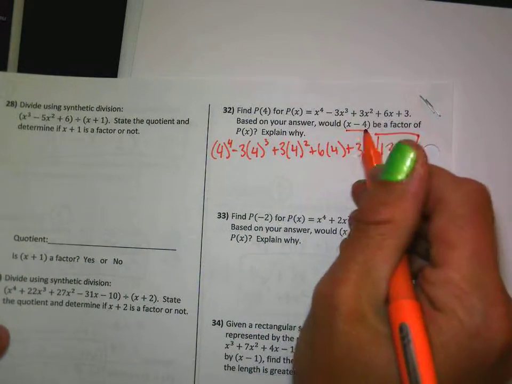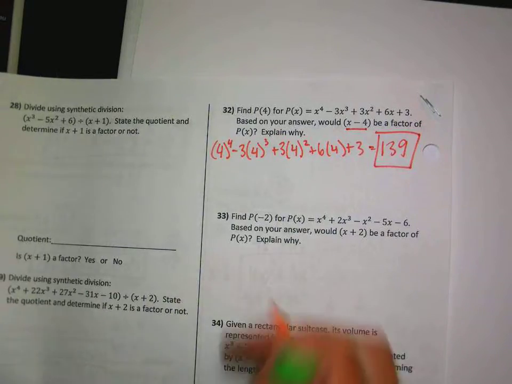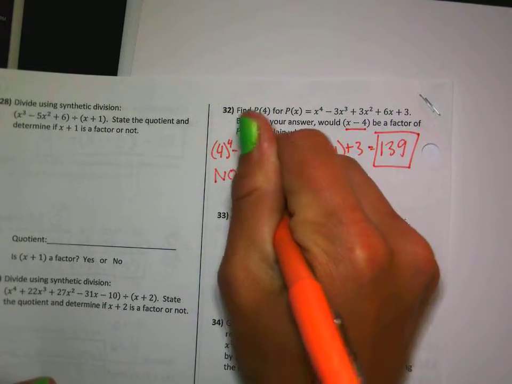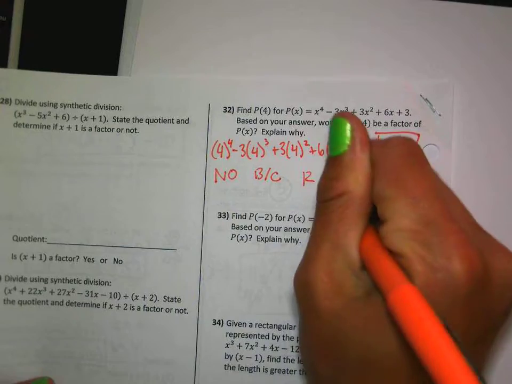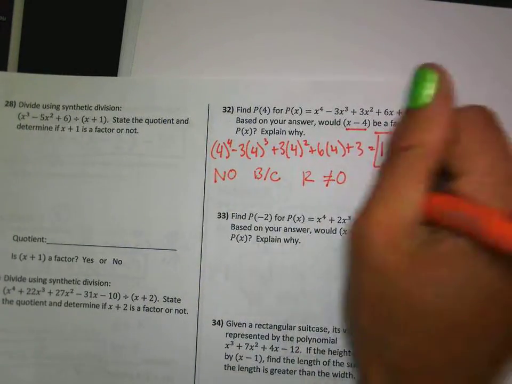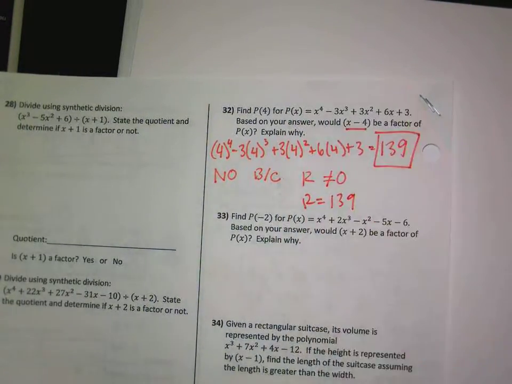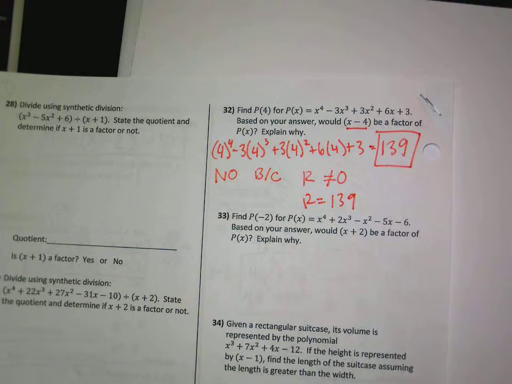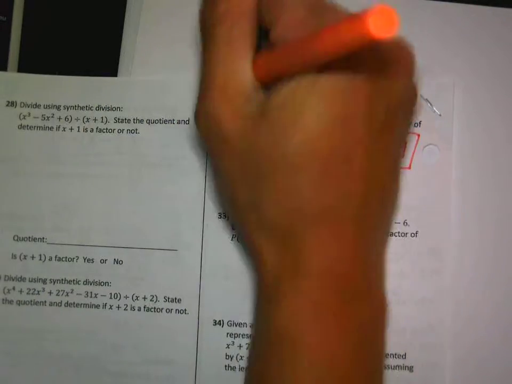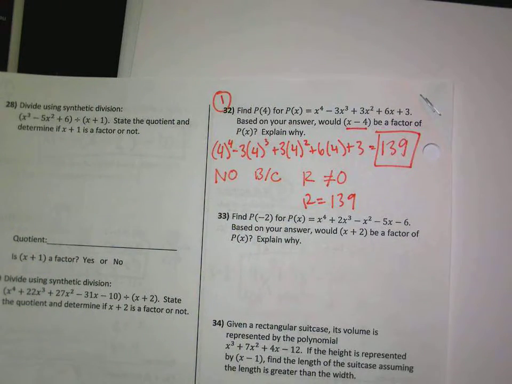So then it asks me, is x minus 4 a factor? No. Why? Because the remainder is not 0. Your remainder is 139. And it has to be 0 for it to be a factor. You have to write it out. You have to justify in some way. Yeah. And I think there is one on your test that's going to say explain just like this. Make sure you justify in some way. You don't have to write a complete sentence.